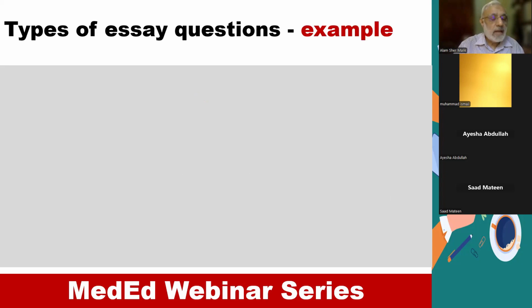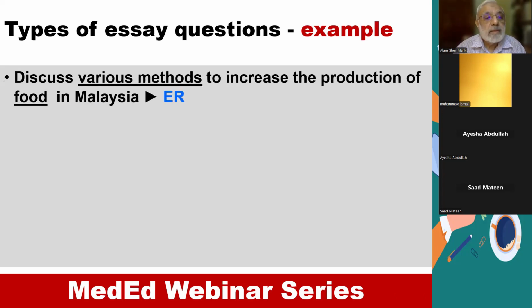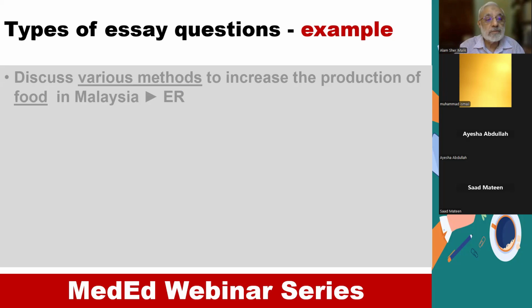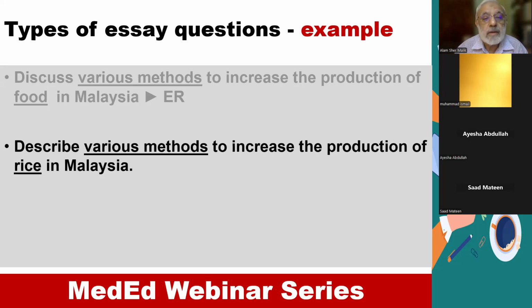Here I'll further explain this concept by using some examples. Look at this question. Discuss various methods to increase the production of food in Malaysia. This is an example of an extended response. If we further improve on that: describe various methods to increase the production of rice in Malaysia.